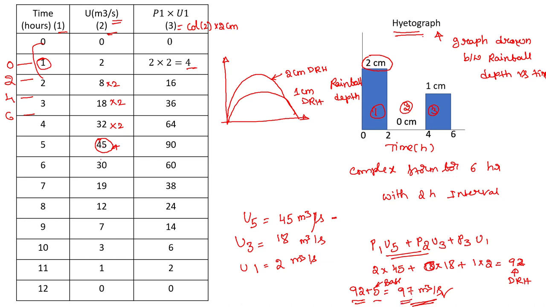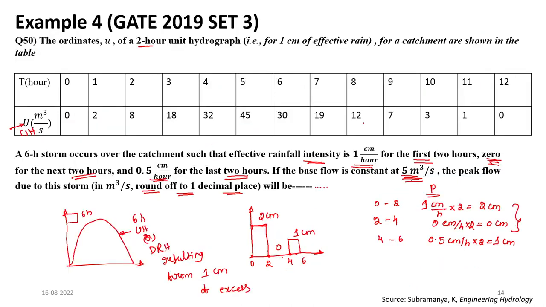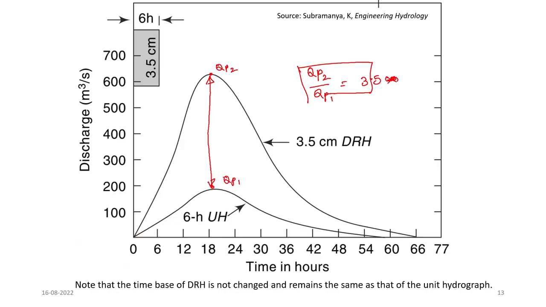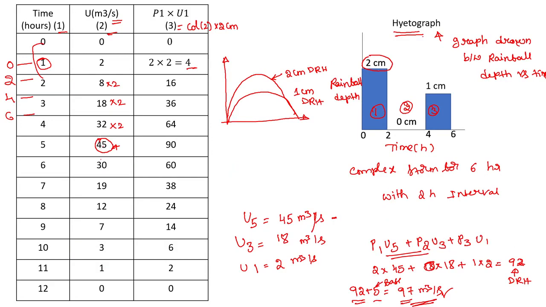Sir, why have we selected Q5 as the peak value? Yeah, I'll tell you. See, in this question, what they mentioned is that for the first 2 hours, this rainfall is constant, and for the next 2 hours, like that, they have mentioned 2 hours. So that's why once I took the peak one, I'll detect two and go to the previous one.